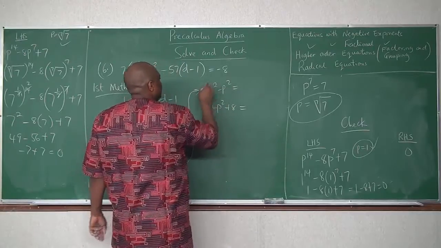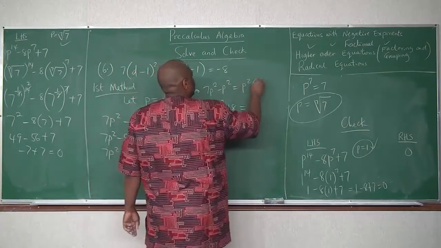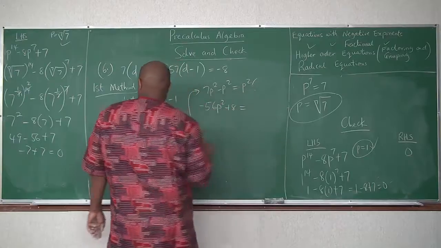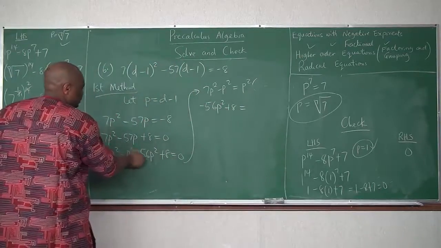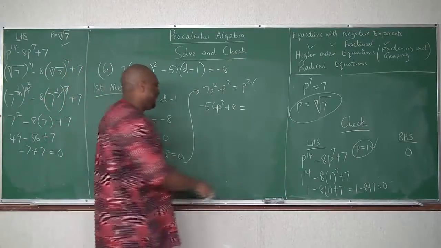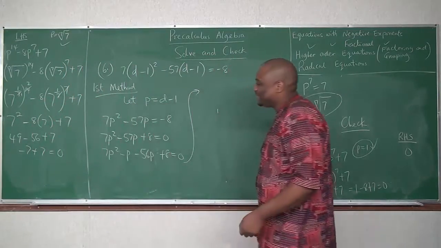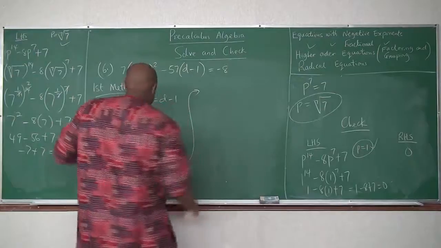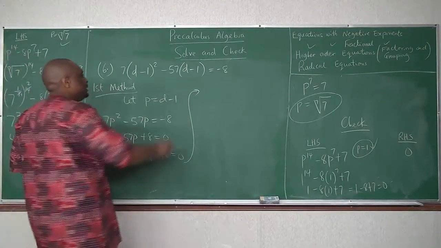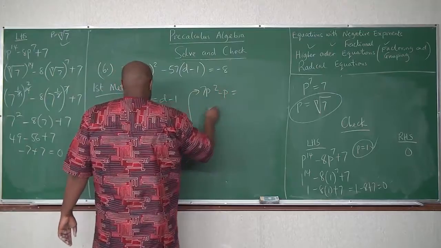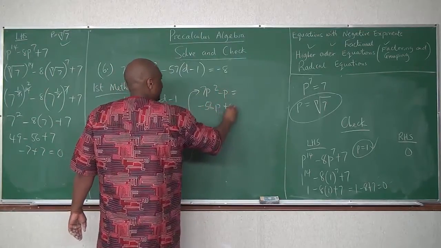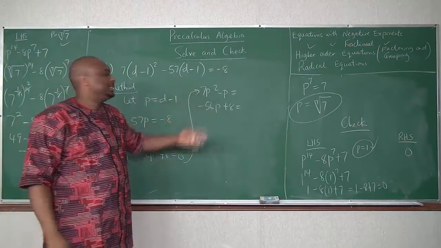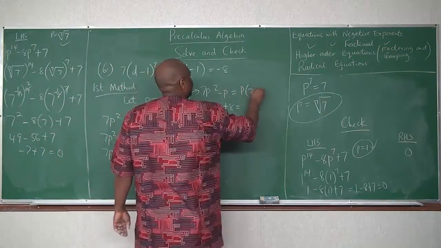So this will be factored by GCF, p squared, 7p squared minus p. Ooh, not p squared, don't mind me. Okay, this is 7p squared minus p minus 56p plus 8. Okay, so I like to do it vertical method. So this is 7p squared minus p minus 56p plus 8. Okay, else do it by GCF, factor by GCF. So p, we have 7p minus 1.